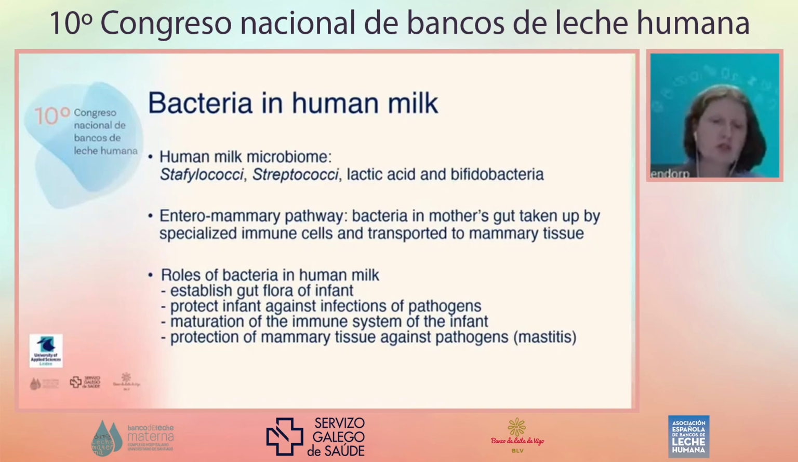There has also been research showing that bacteria found in the mother and infant are similar. Of course, these bacteria protect the infant against pathogens and make sure that the immune system is maturing. Other research has also shown that another role of these bacteria in the mammary tissue is not only beneficial to the infant, but also to the mother herself, in that it can protect against pathogens that can cause mastitis.